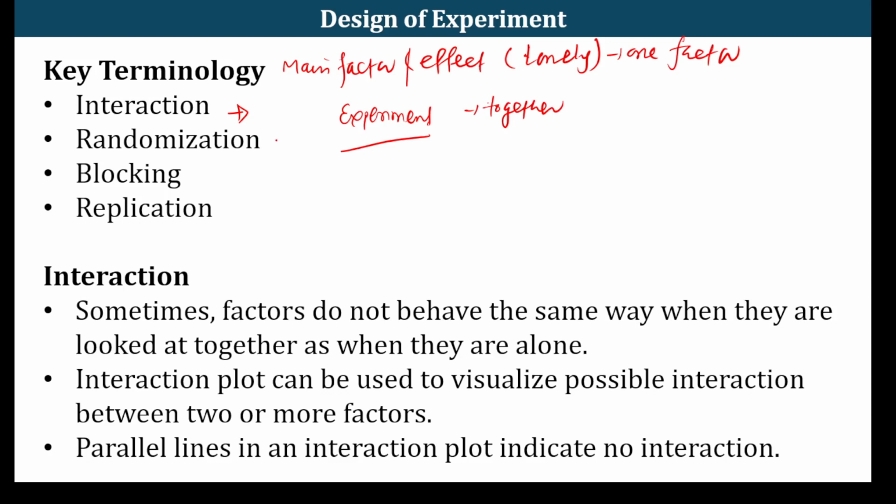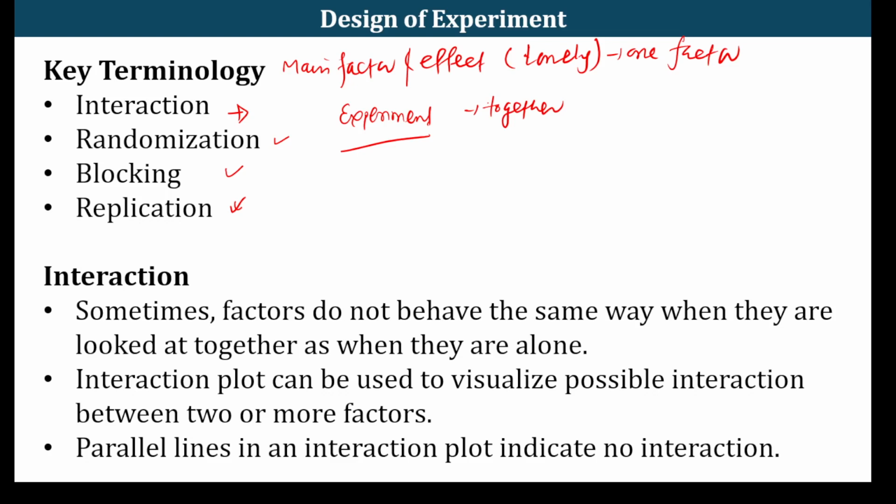Then third, we have randomization. It's a process for experimentation. Blocking is also a process for experimentation. Replication is just repeating the experiment with the same parameters. Sometimes a factor alone will not be that effective for a particular drug. If we combine one or two, their efficiency will be higher. So in that case, an interaction effect comes into the picture.